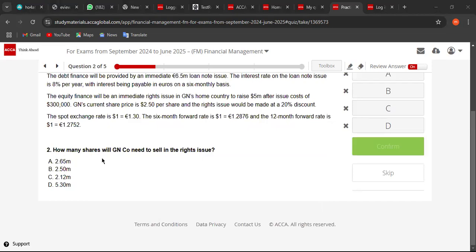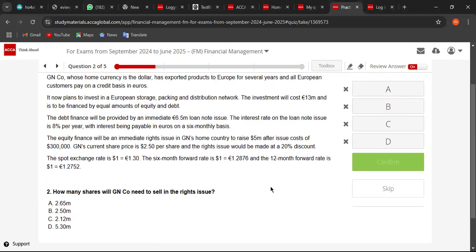Now, the examiner is asking how many shares will GN company need to sell in the rights issue. That was a question that was a mixture of two topics: one is the sources of finance, and the other one is forex hedging. Let me solve that.